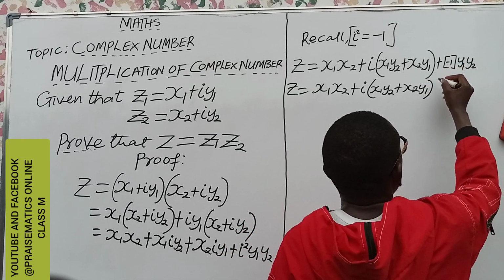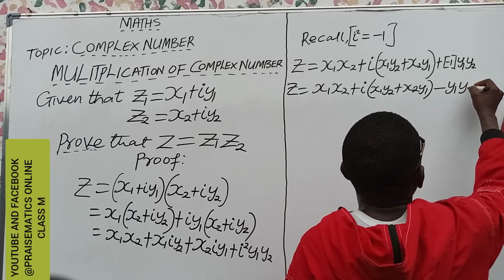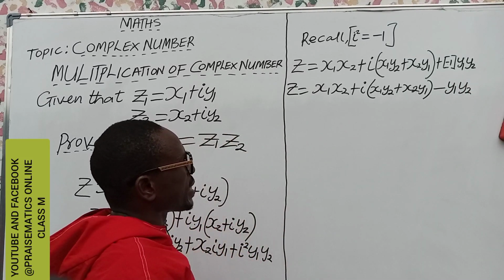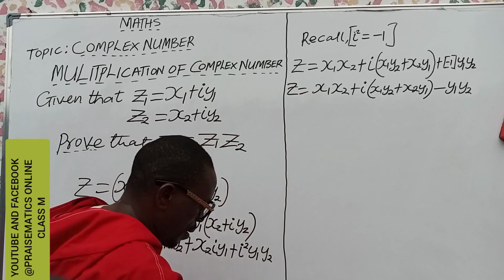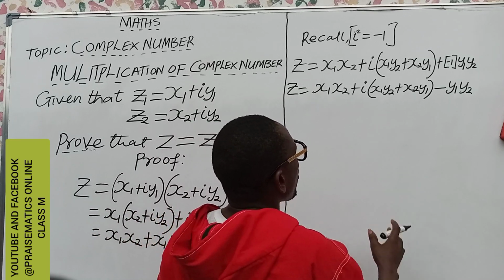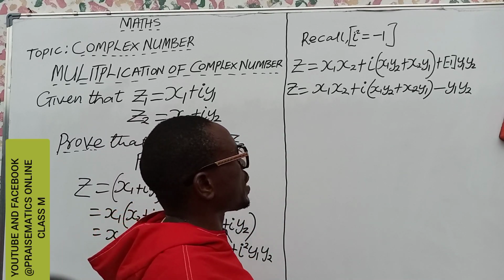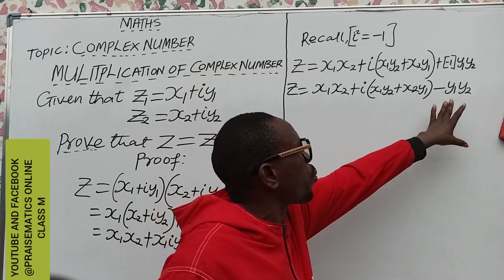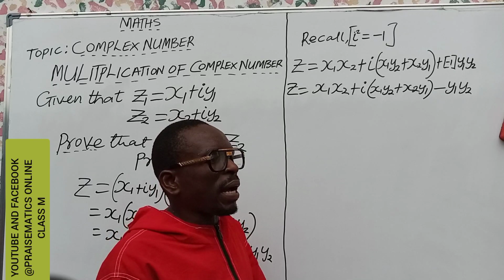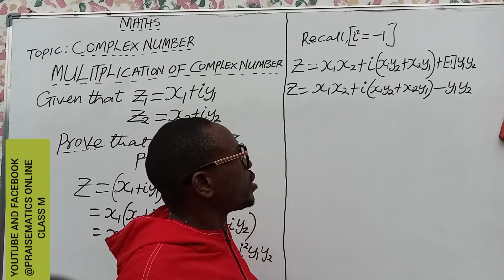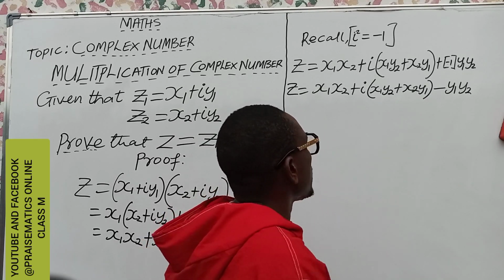Minus times this will give us a minus y1 y2. I hope you are getting it from here to here. Now, what do we do again? We collect like terms. The like terms here are real number to real number. Real numbers are those numbers without i, and imaginary are those with i. So collect real number to real number and imaginary to imaginary.